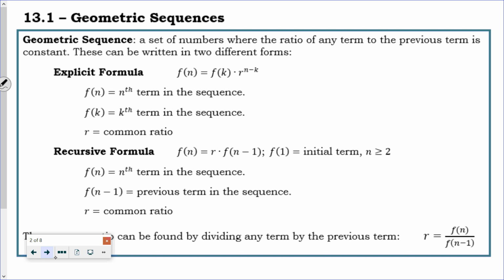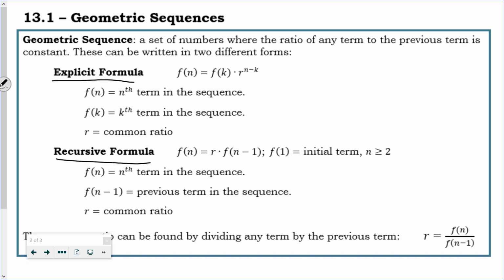A geometric sequence. But instead of just seeing a pattern, as you go from one number to the next, we're going to be writing formulas that describe those patterns. So a geometric sequence is a set of numbers where the ratio of any term to the previous term is a constant. These can be written in two different forms, explicitly or recursively.